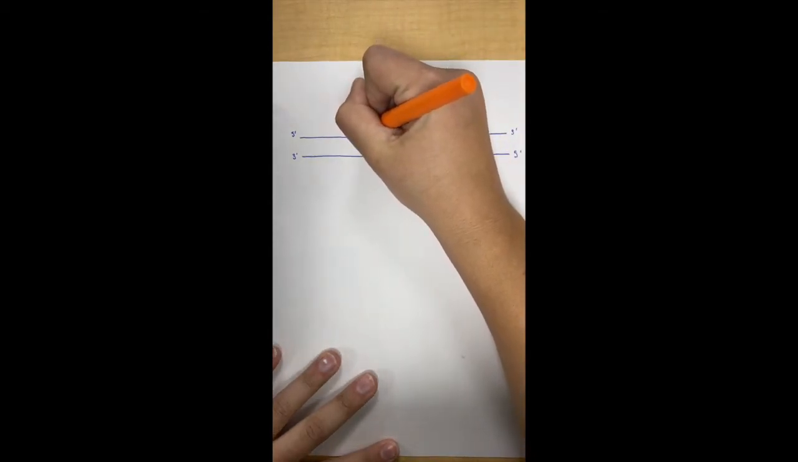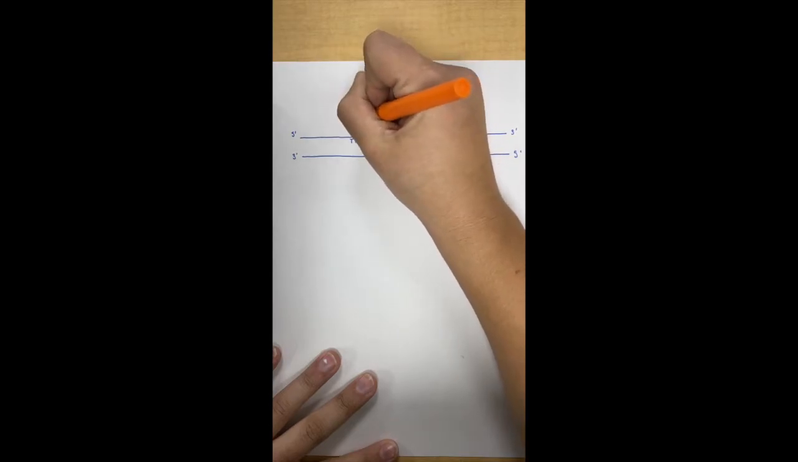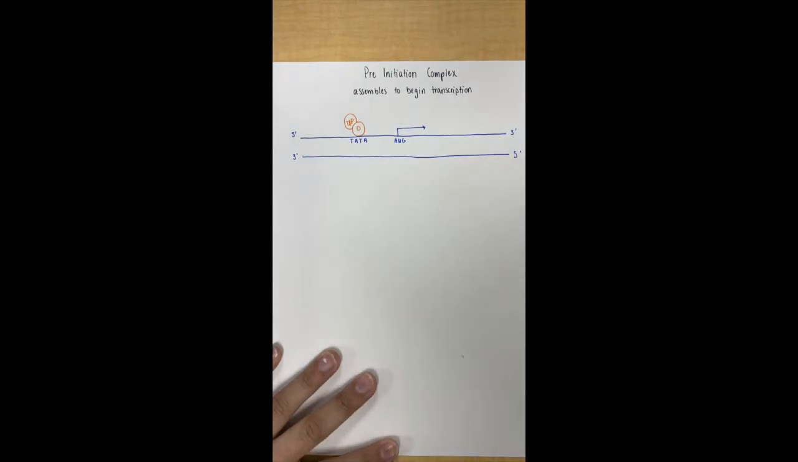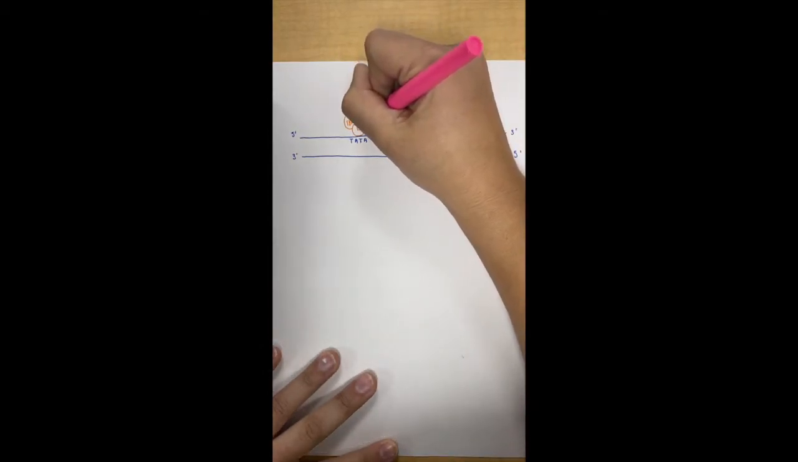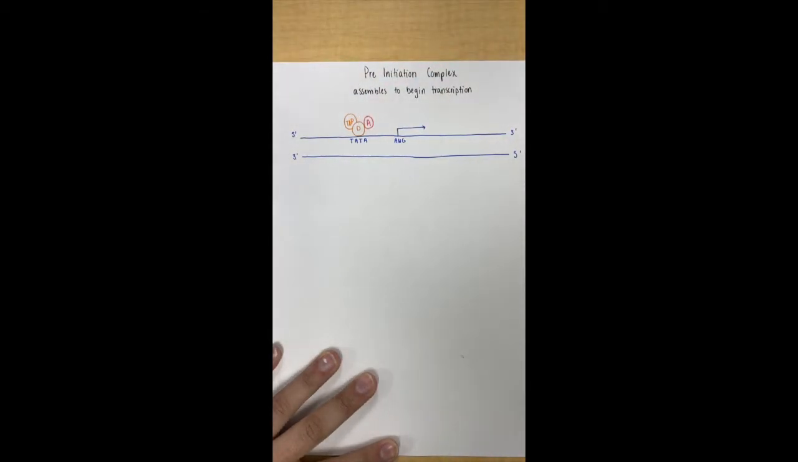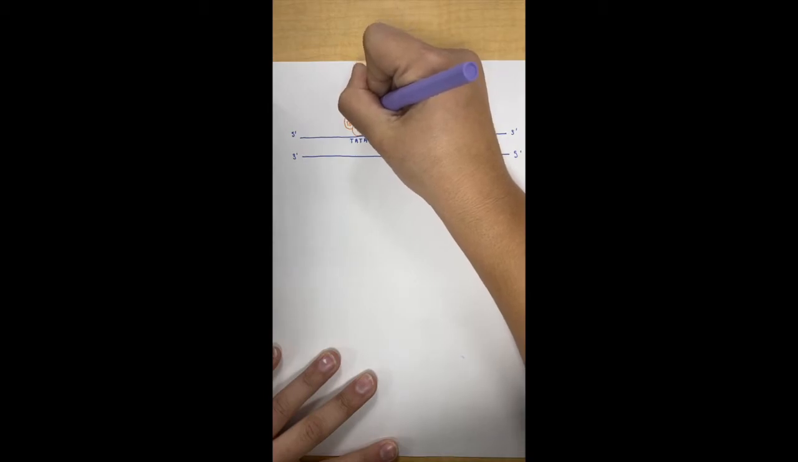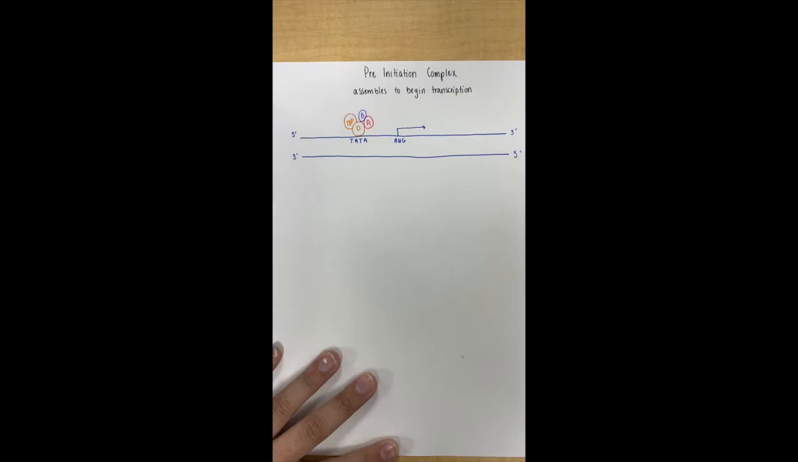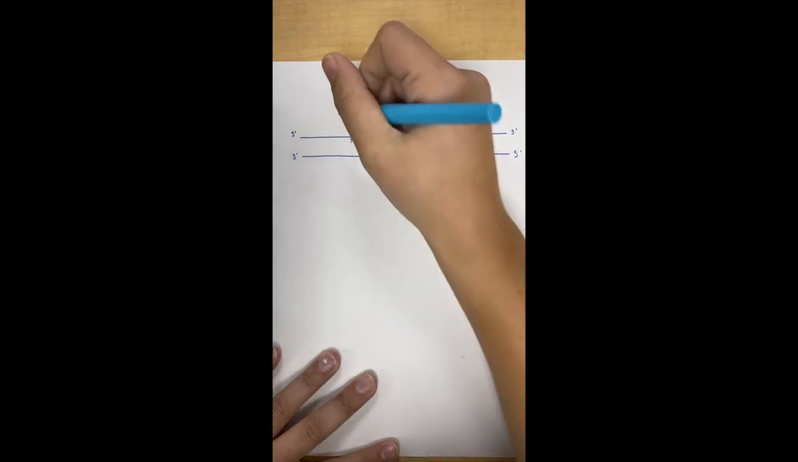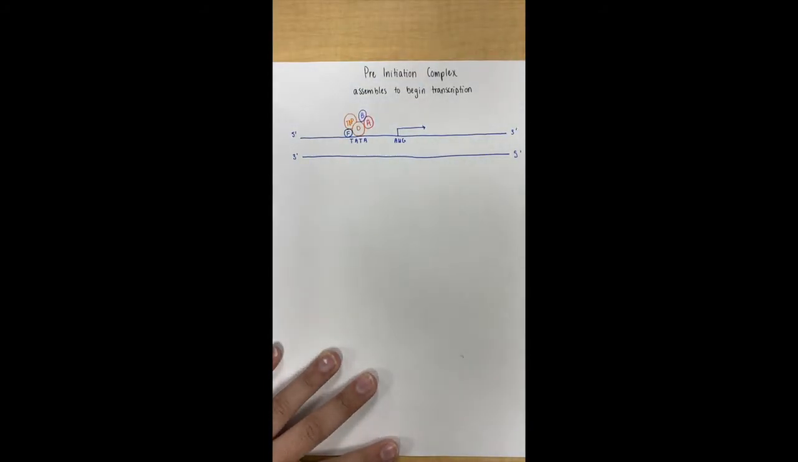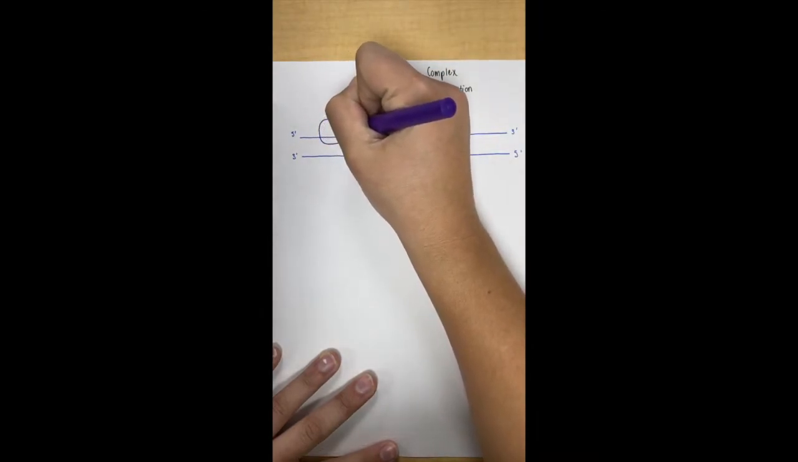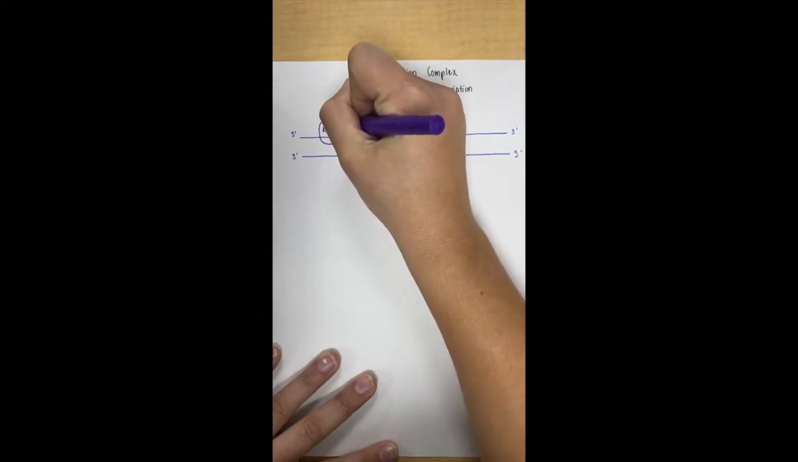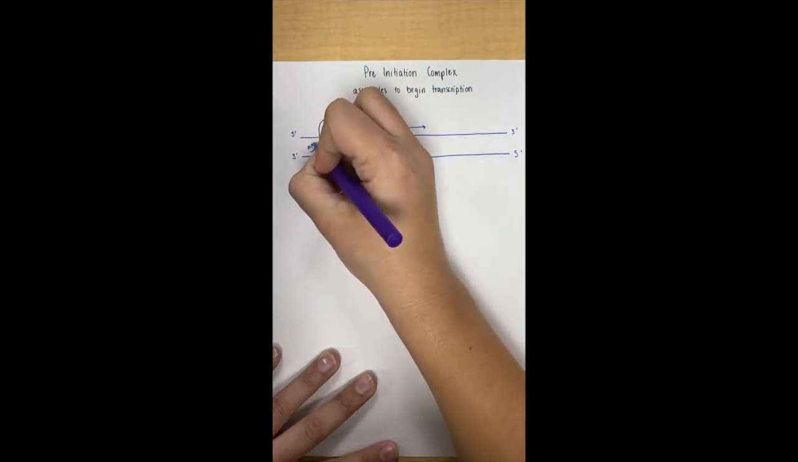First, transcription factor 2D, which also contains TATA binding protein, binds to the TATA box. Then, transcription factor 2A binds to TF2D. Then, transcription factor 2B is recruited and binds to both A and D. At this point, RNA polymerase II comes in and binds behind the TATA box, escorted by transcription factor 2F. And this polymerase has a carboxyl tail domain, or CTD.